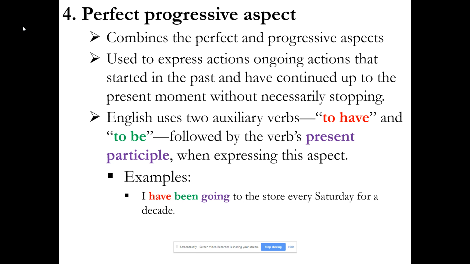And I'm not implying whether I have or haven't stopped going to the store, right? That information is not given by this verb. You'd have to add more information, right? But ongoing actions that started in the past and continued up to the present moment. Same thing here. I have been eating pizza for breakfast daily since I was 5.